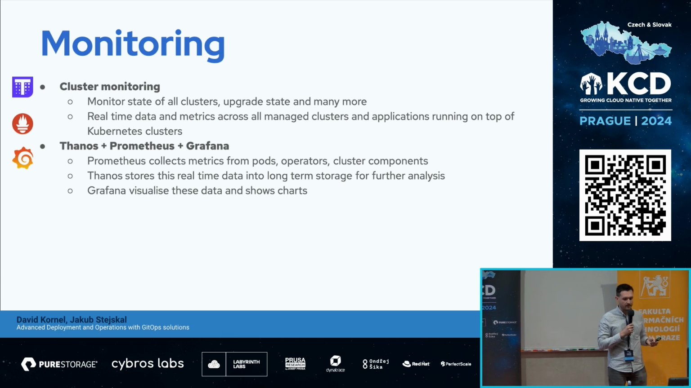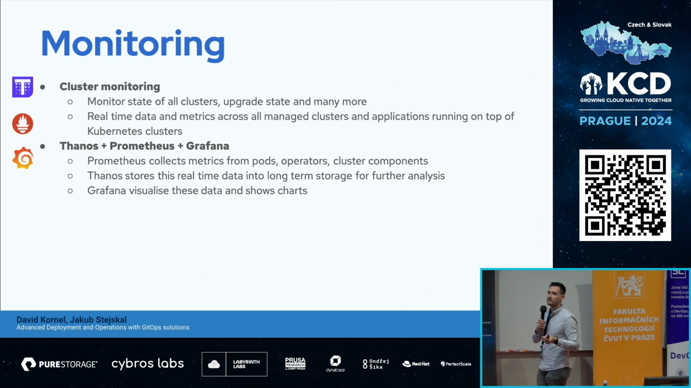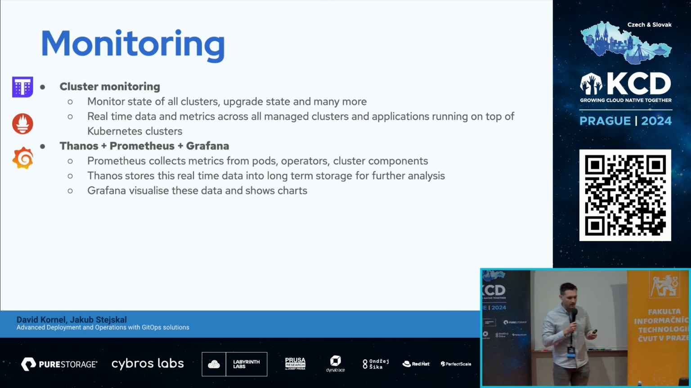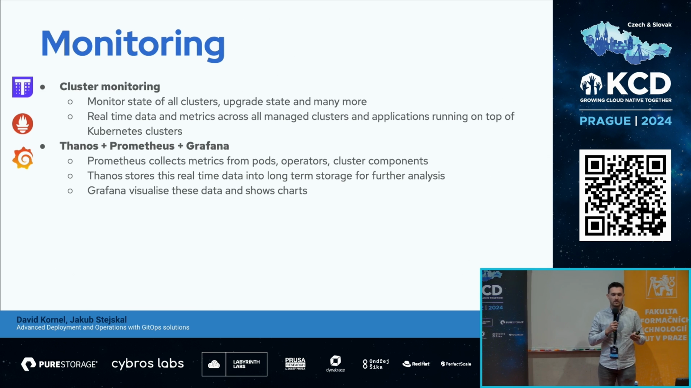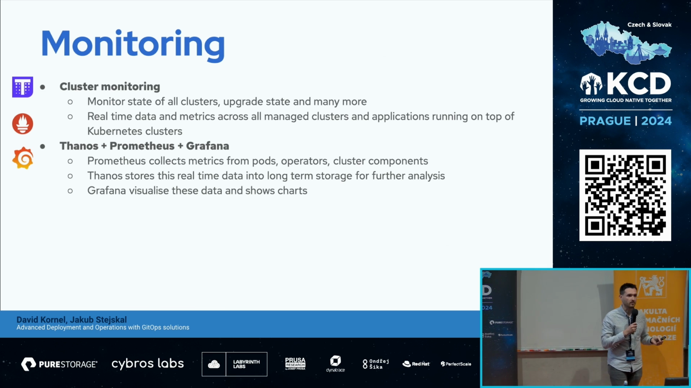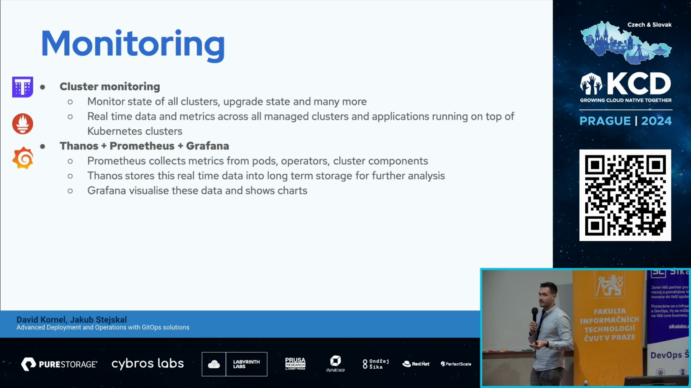To achieve that, we have set up a Prometheus instance on each cluster that collects all metrics from each pod that is available on the cluster. This is a great solution. However, we have a fleet of clusters, so it would be nice to have it in a central point and have it available in just one place, for example, one Grafana instance.